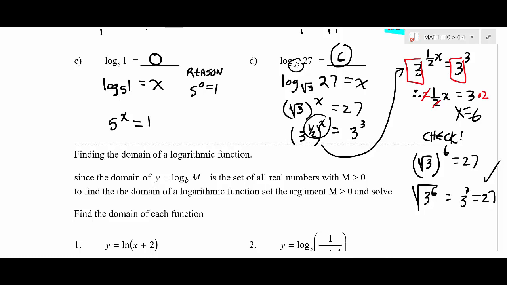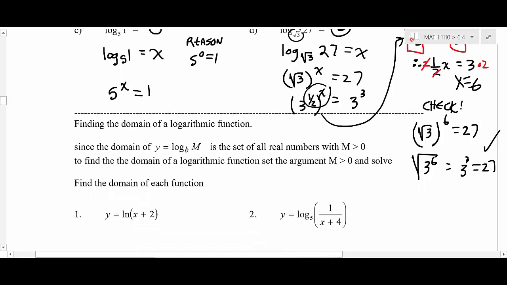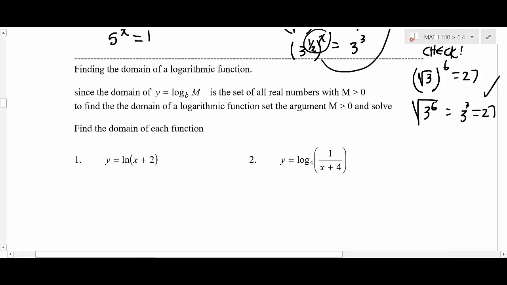Okay, that's just kind of a strategy to teach. Set it equal to x, write in exponential form. Sometimes they're doable in your head. Sometimes, like that last one, you've got to play with it a little bit to get it to work out a certain way. Okay, so the next thing is the domain of a logarithmic function.